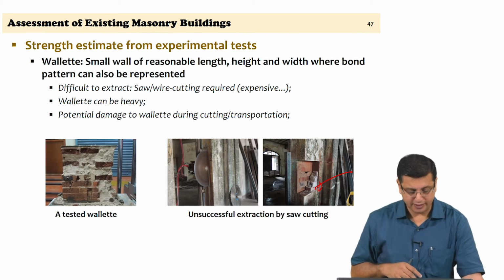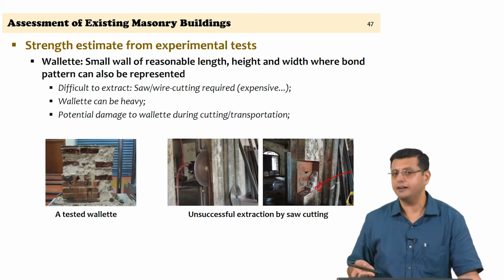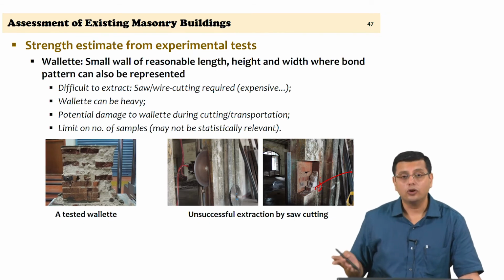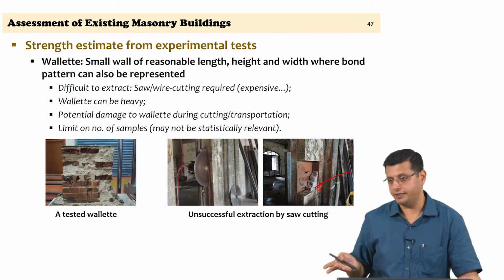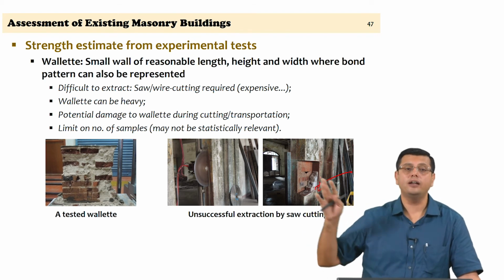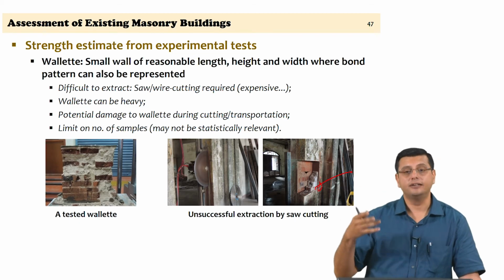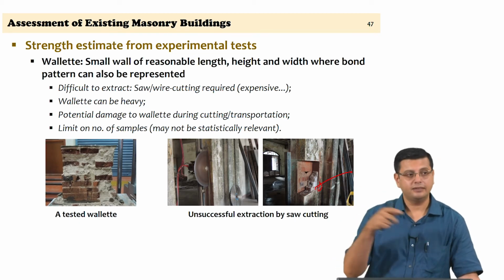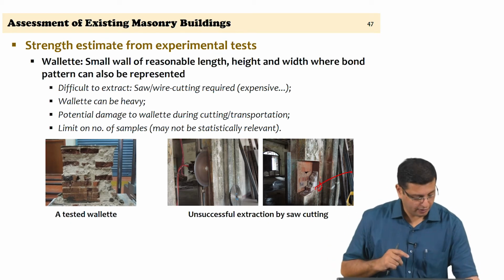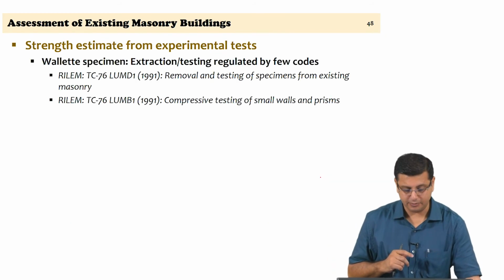On the left side you see a tested wallet. That it can be done, but it is quite a cumbersome exercise. Of course, it also depends on how many samples you can take. You can't take an unlimited number of samples, but if you have a certain wall in a masonry structure which is going to be dismantled anyway, then that is a good location to take a number of samples from. So, you can extract some samples.